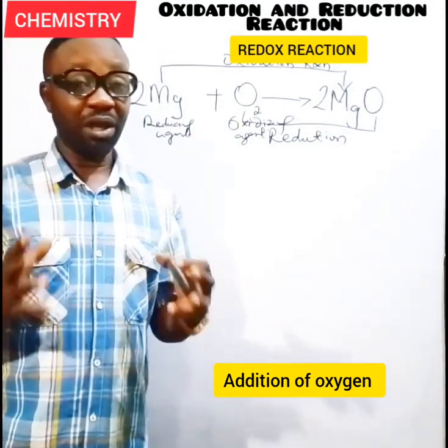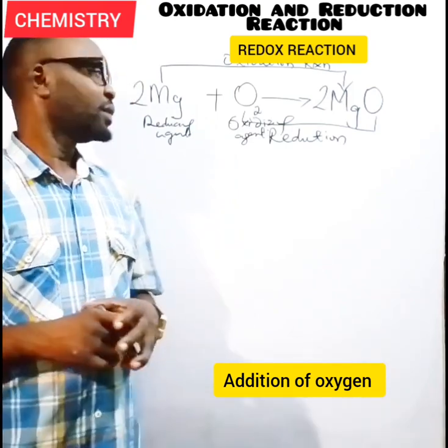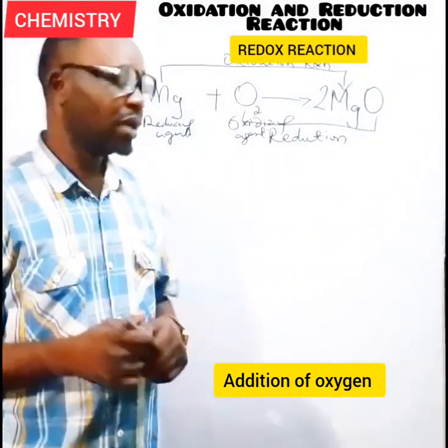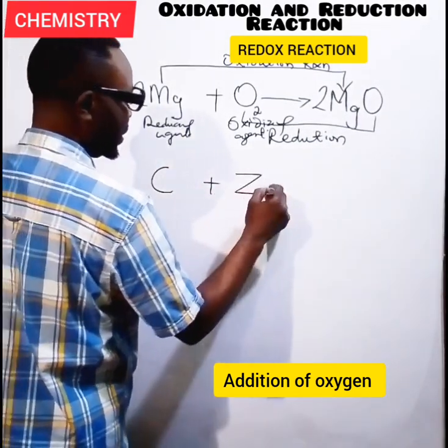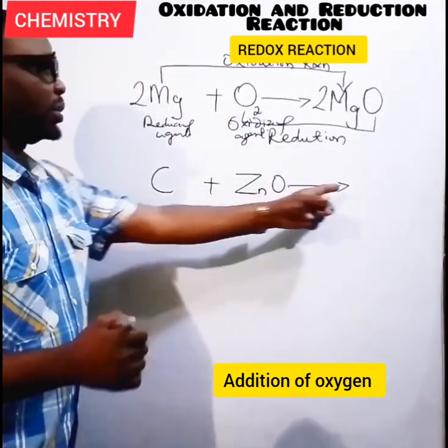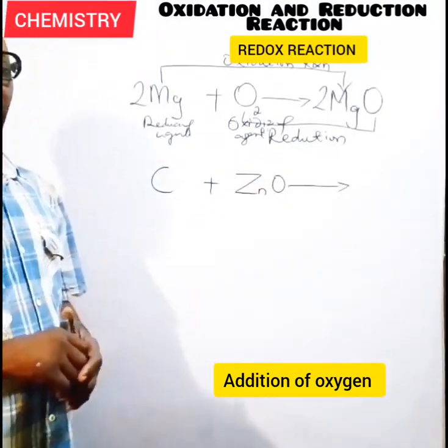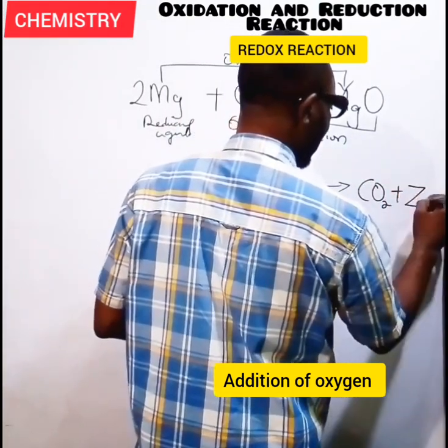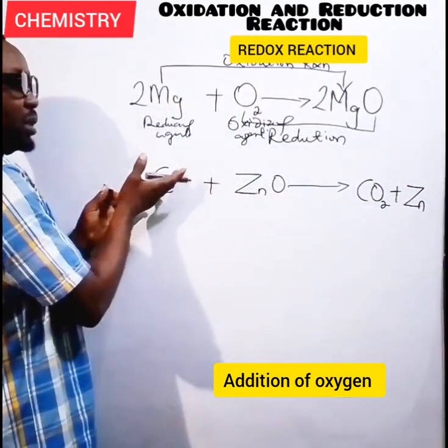We are going to also see some reactions here where we are going to be able to identify this reaction process very well. So I have other forms of reaction here where we have carbon reacting with zinc oxide. Carbon plus zinc oxide. This is the reactant side. Going to the product side, carbon plus zinc oxide will give us carbon dioxide plus zinc, CO2 plus zinc. This is the reaction between the oxide of a metal and carbon.